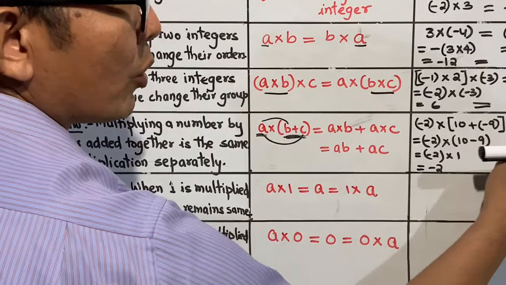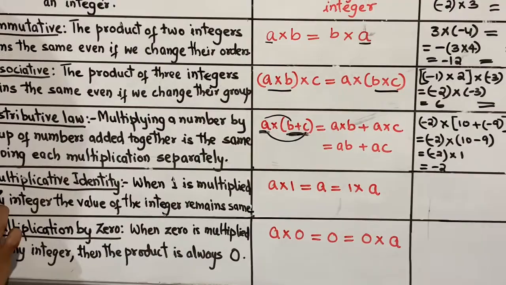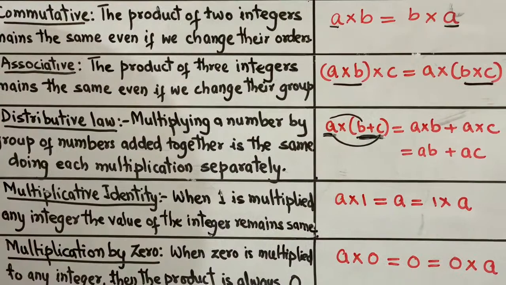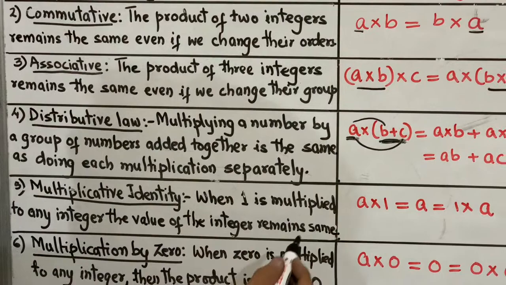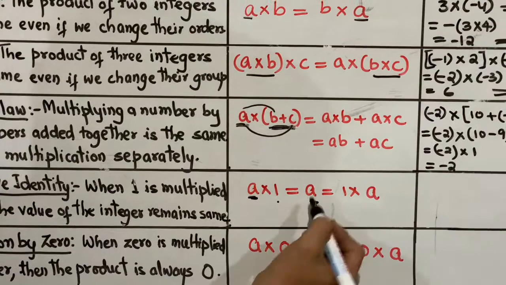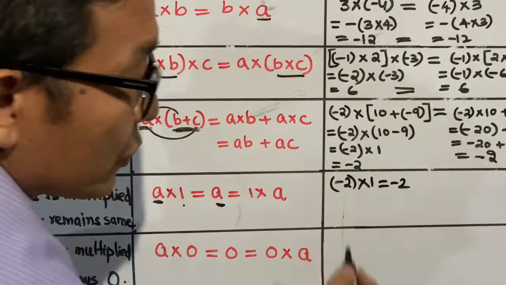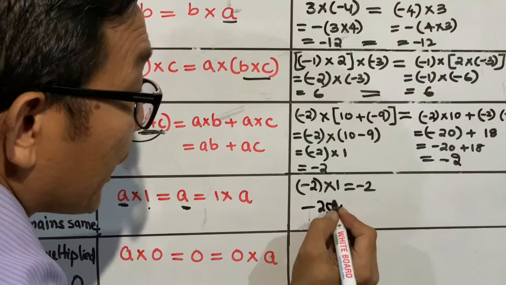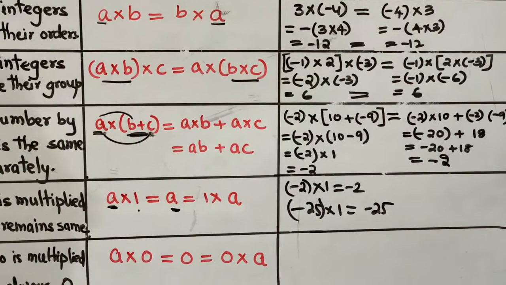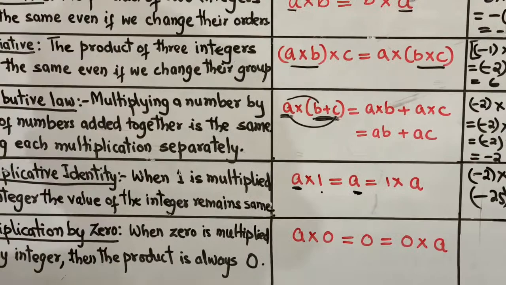The multiplicative identity. When one is multiplied to any integer, the value of the integer remains the same. See the example, let's take negative 2 times 1 is negative 2, negative 25 times 1 is negative 25. So when 1 is multiplied, the integer remains the same. This is the multiplicative identity.